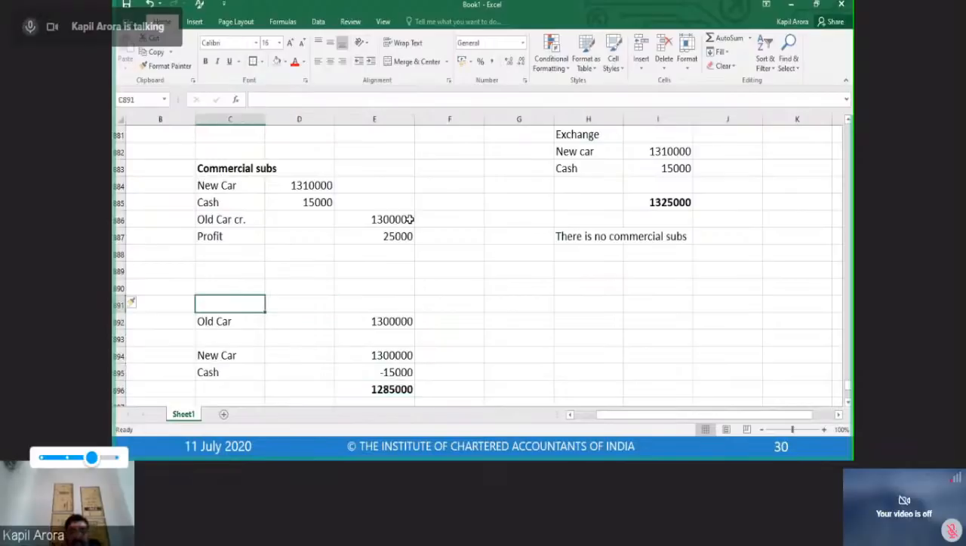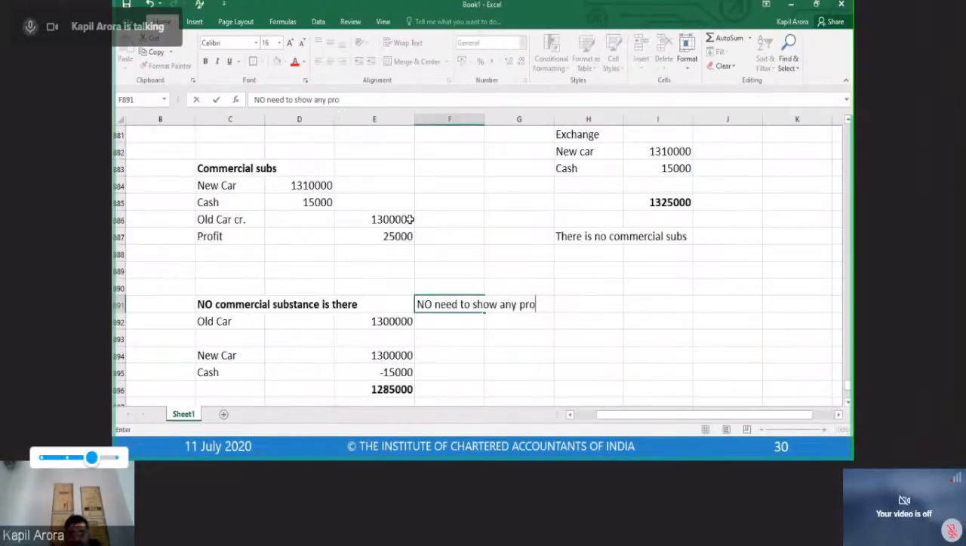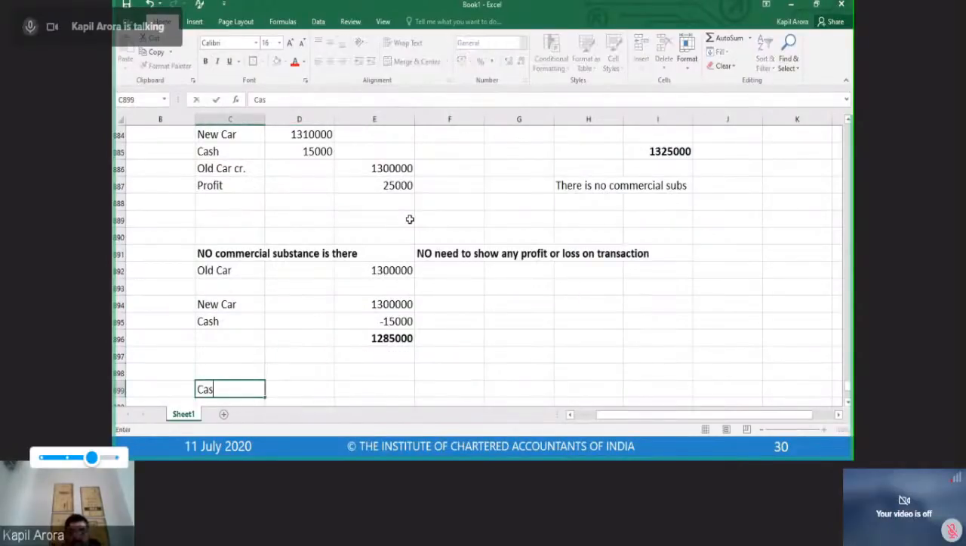So what exactly is it? When no commercial substance is there, it means no need to show any profit or loss on the transaction. No need to show. Thanks, Ankit. Thanks for correcting this. Right. So I think I missed that. So cash would be shown separately in the balance sheet, 15,000.